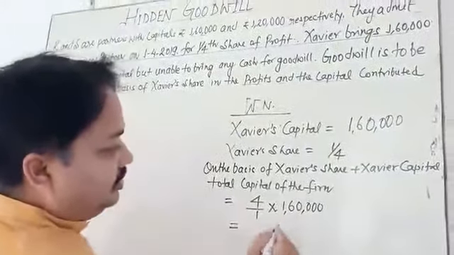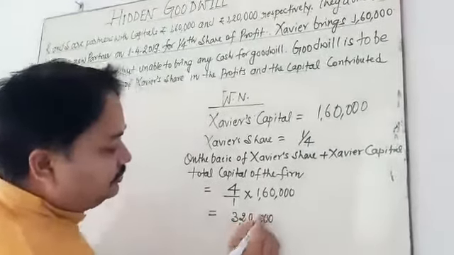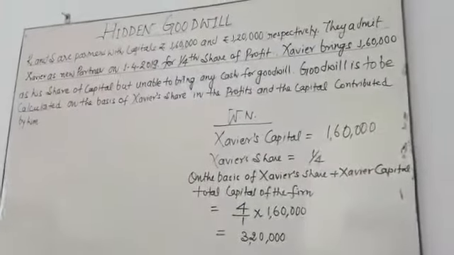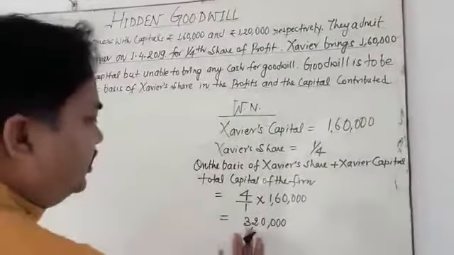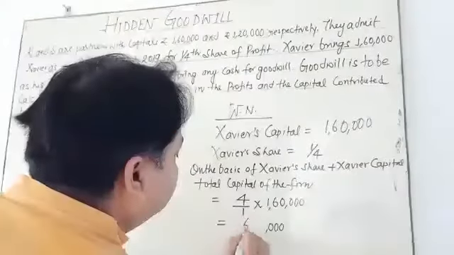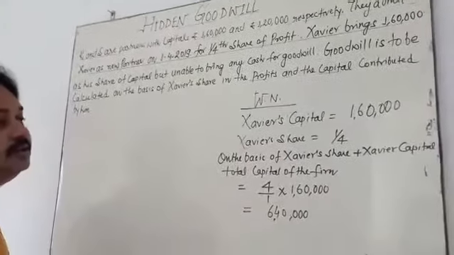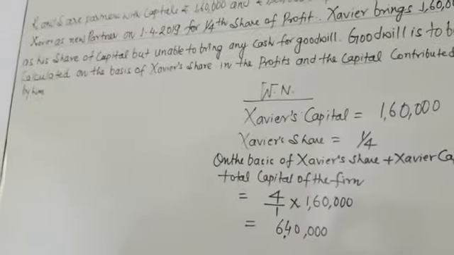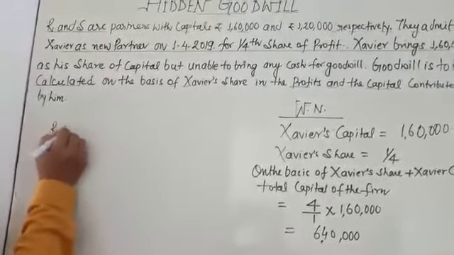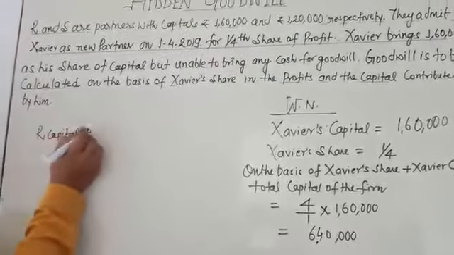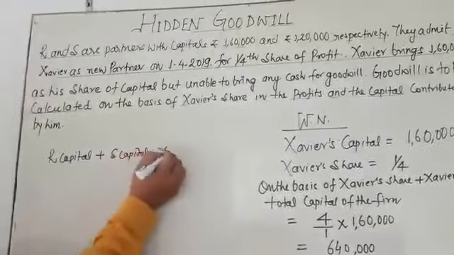What is this? That is 3,20,000 rupees. Do you understand why it is 3,20,000? No, not 3,20,000, that is 6,40,000. So you write down here R capital plus S capital plus Javier capital.